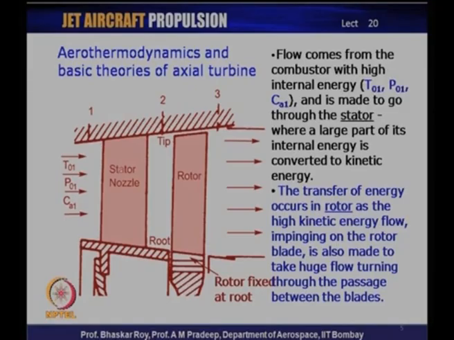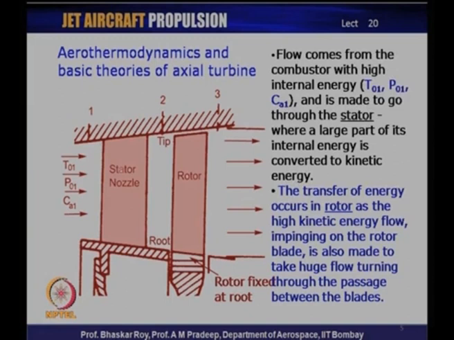Now, this transfer of energy from the gas to the rotor occurs through the blades of the rotor, and as this high kinetic energy passes through the rotor, it is also made to take a huge flow turning. So, there are two important issues here. One is the high kinetic energy that is to be created inside the stator nozzle. The other issue is creating a high turning flow inside the rotor. So, we have to have high kinetic energy creation inside the stator nozzle, and then the rotor must allow the flow to take a huge flow turning through its own passages for doing the work.